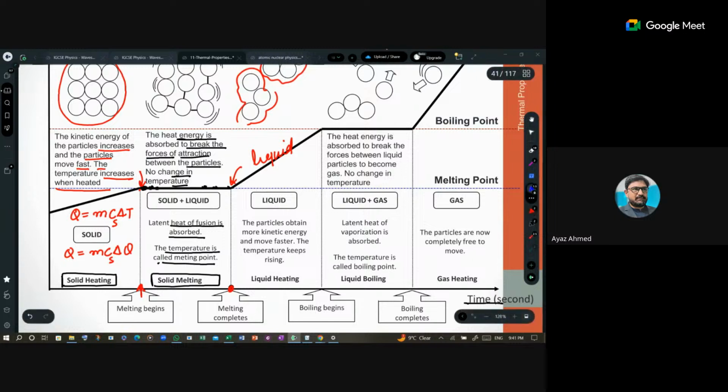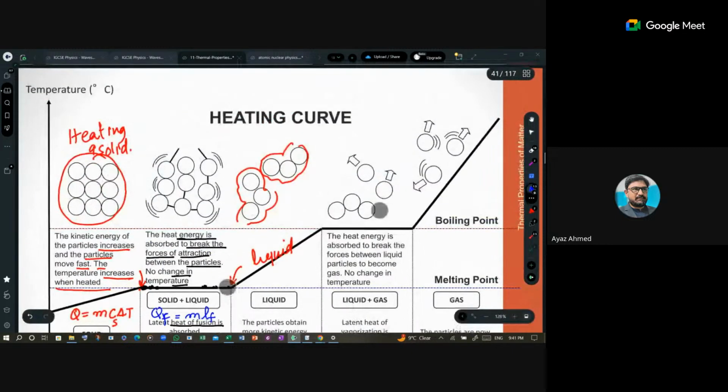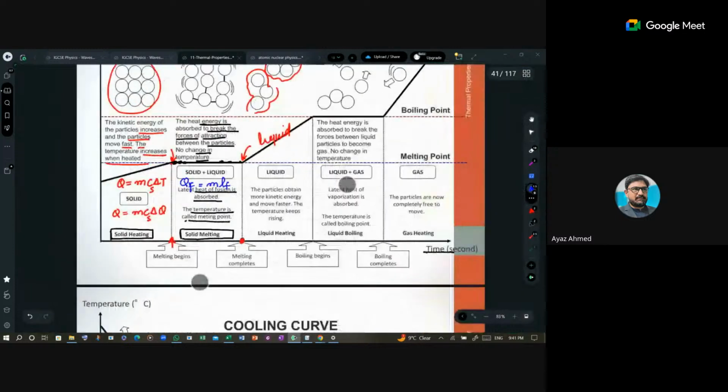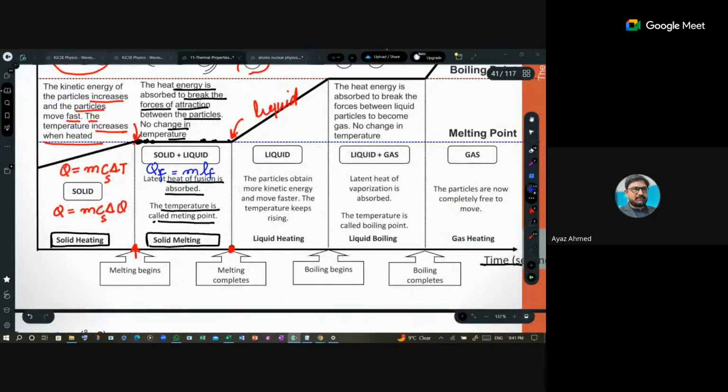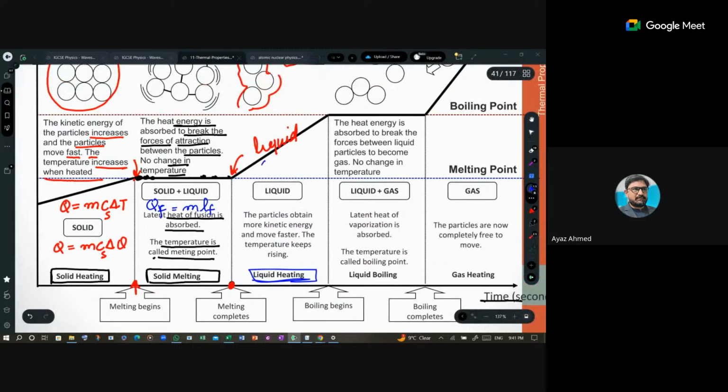Here, which equation will be used? Here you will use Q_F equals m L_F because melting is taking place. So you will use that equation. Again, here the liquid is heated. So when you are going to heat up a liquid, what do you use? You use Q equals mc delta T, yeah, mc delta theta. But this is that for liquid.